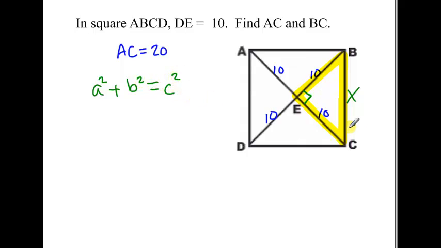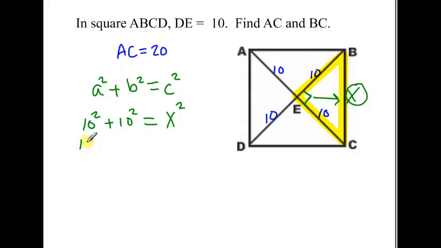Where's our hypotenuse in that right triangle? Right across from the right angle. So we're going to use x as the hypotenuse number. That's our c. So sticking x in there, what are our a and b numbers? Those are the two sides, 10 and 10. Okay, so let's set this up as 10 squared plus another 10 squared equaling x squared. And let's do the solving.